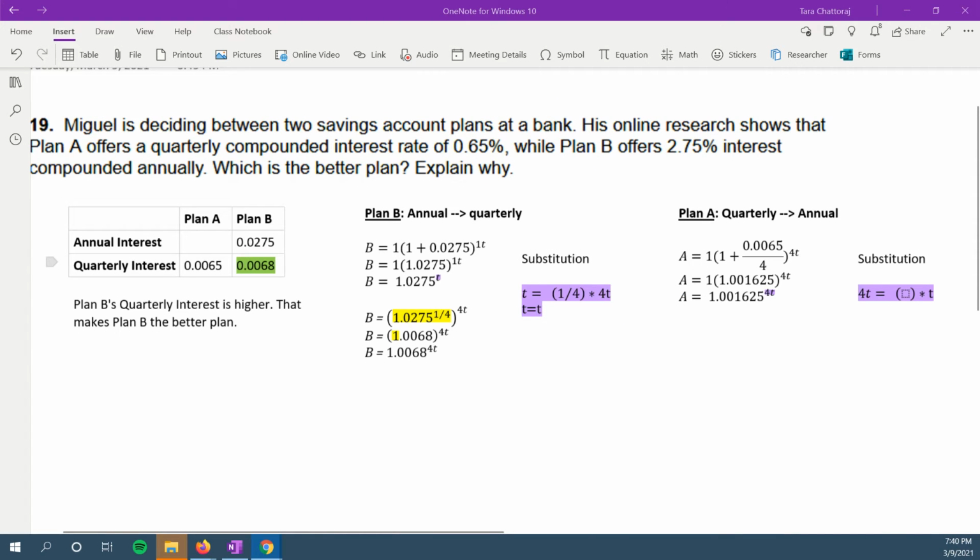We can also do this in the reverse direction. Let's say we want to make Plan A go from quarterly to annual. We're going to do the same thing. But in this case, for our substitution, instead of canceling things out, we want to add in that 4, right? And so 4 times t is obviously going to get us 4t, right? 4t equals 4t, which is perfect. That's equal, right? We can't substitute things unless they're equal. And so that will look a little bit like this.